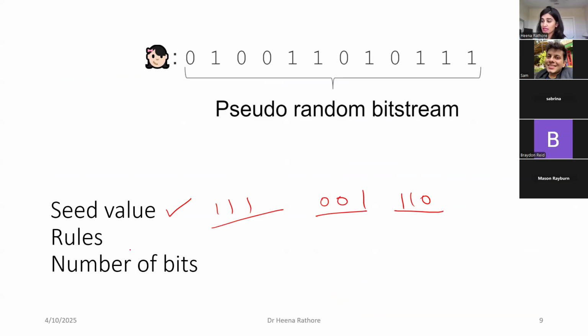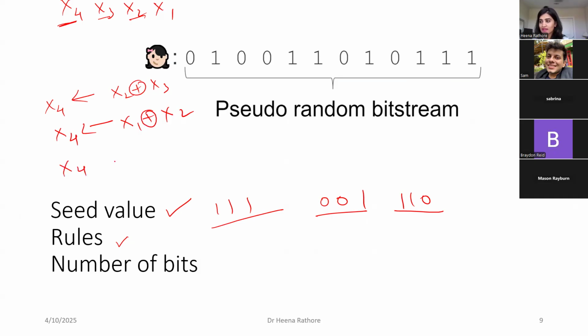The second important thing is the rules that you apply. If, for instance, you are processing 4 bits, you can do x2 XOR x3, and this time, let's suppose it is x4, x3, x2, x1. Sorry, I've changed the numbering order. So x4 is dependent on x3 or x2, or it can be dependent on x1 or x2, or let us suppose it can be dependent on x4, x1, x2, and x3 as well.